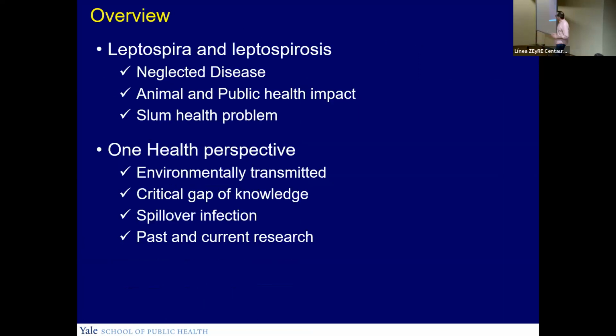So, a quick overview of what I'm going to talk about. I'm going to talk about leptospirosis as a neglected disease, and the impact on animal health and also public health, and the fact that slum health is a major issue for lepto. Then I'm going to talk about the One Health perspective, and the fact that lepto is an environmental disease and all the critical gaps of knowledge that we have for lepto, and then the global impact on humans. And I'm going to talk a little bit about the research that we do.